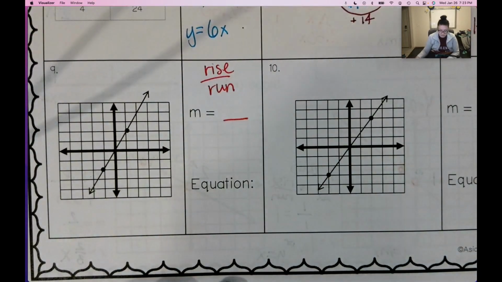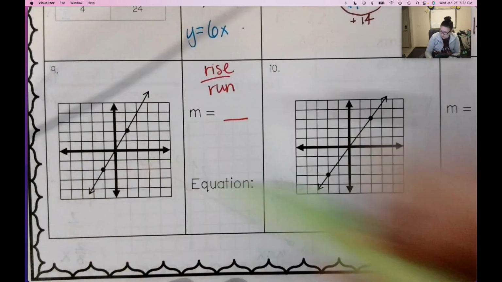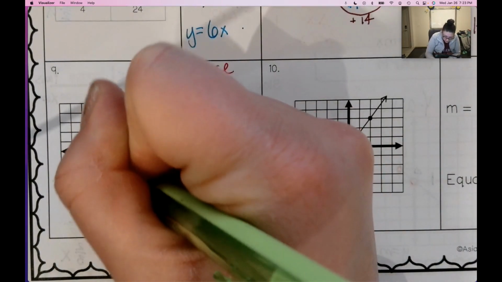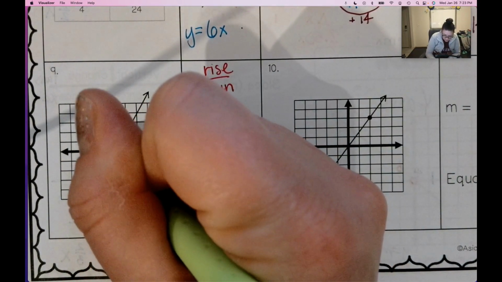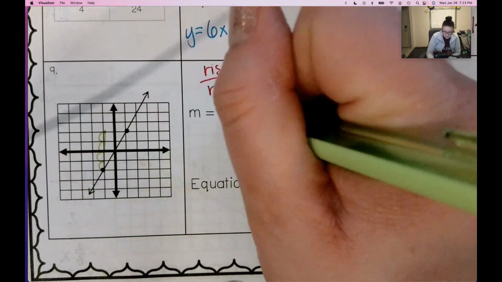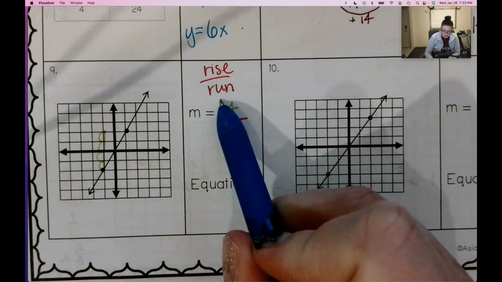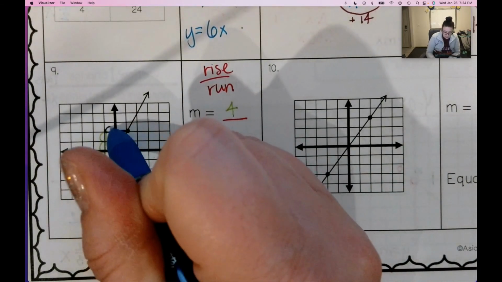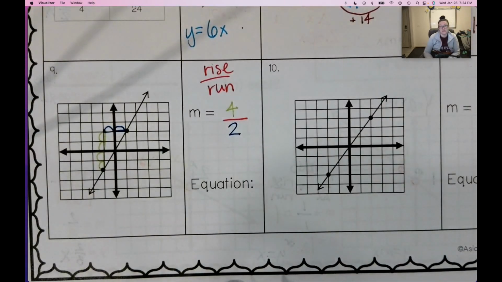So my rise between my 2 pretty points, again, I'm like a car. I have to go up and then I have to go over. So here I'm going up 1, 2, 3, 4, because I need to get to the same level as that dot. My rise was I went up 4. Now my run is how far I'm going to go over. I went over 1, 2 spaces. So my slope is 4 over 2.